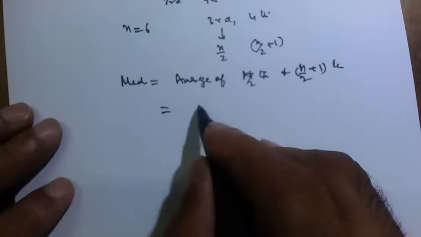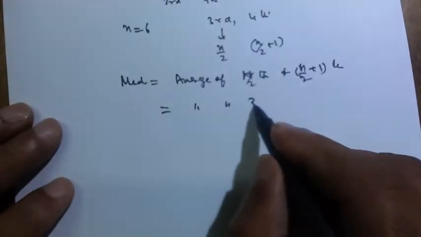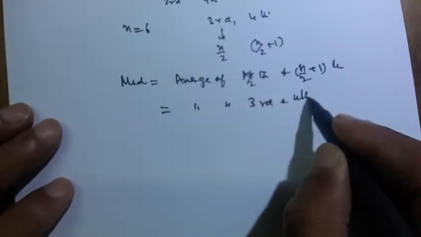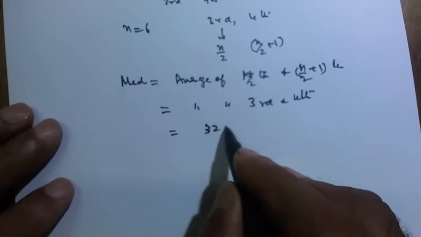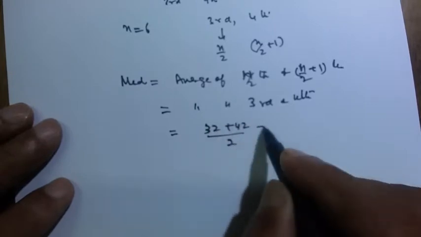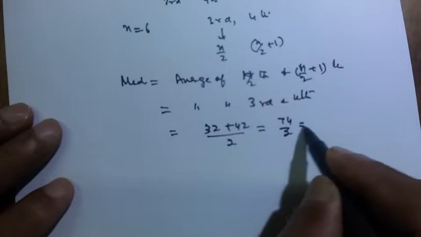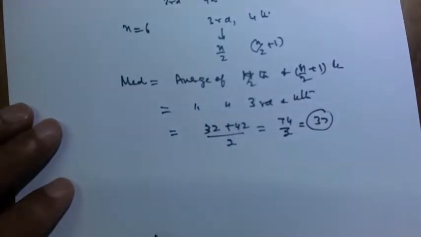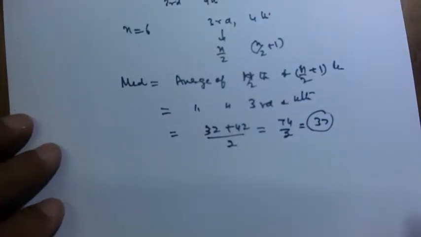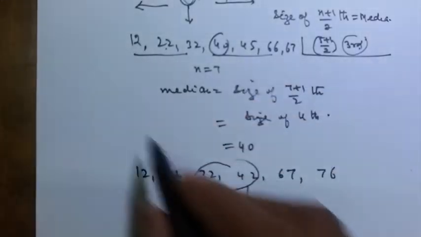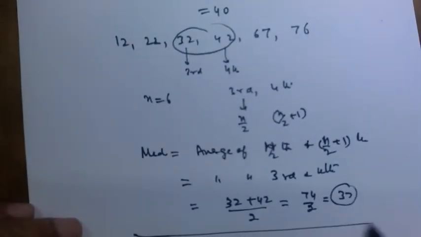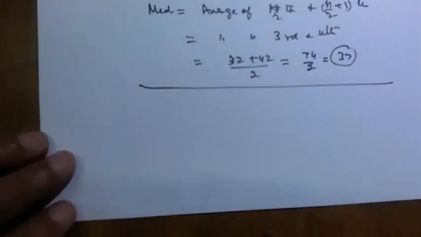Now in this case, with 6 terms, the middle ones are the third and the fourth. The average of these, 32 and 42, divided by 2, is equal to 74 by 2. This is 37. That's the answer. So when we talk about raw data, we find the median with this method. Now we go to the discrete method.